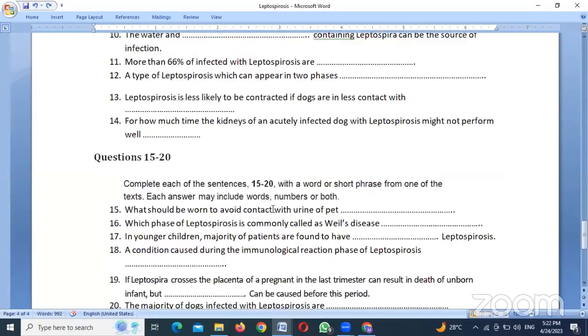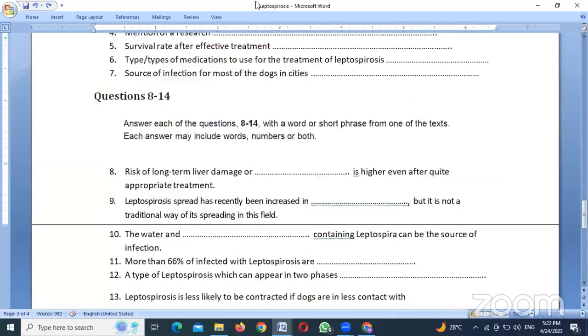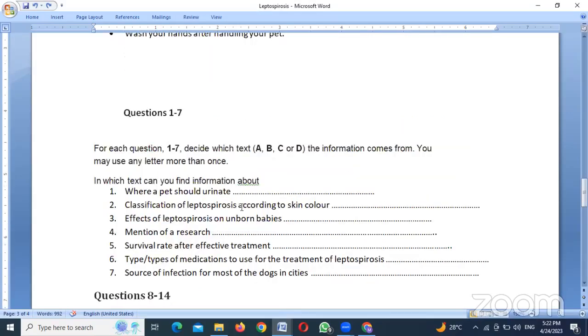Okay. So the next question, who will answer? Dr. Aftab, can you answer the next question? Yes, sir. Which one? Okay, this is the question: classification of leptospirosis according to skin color.